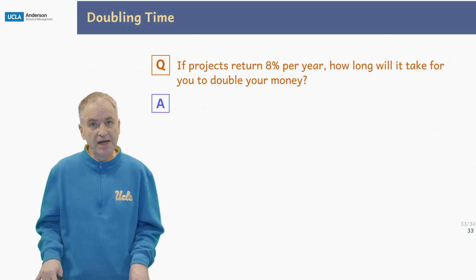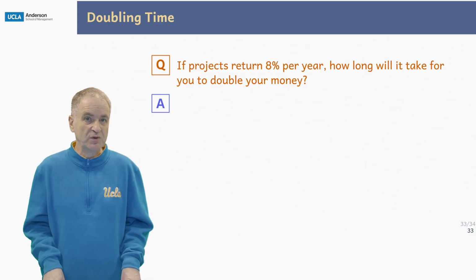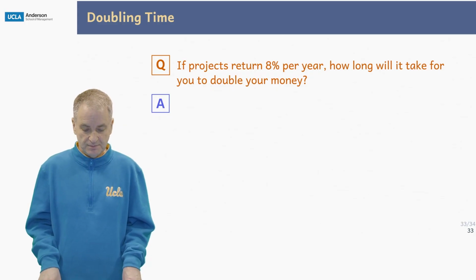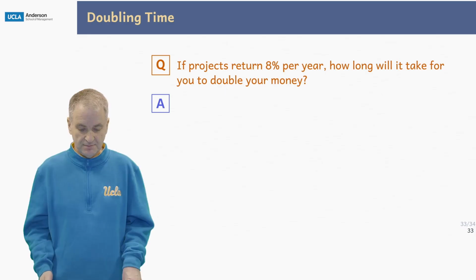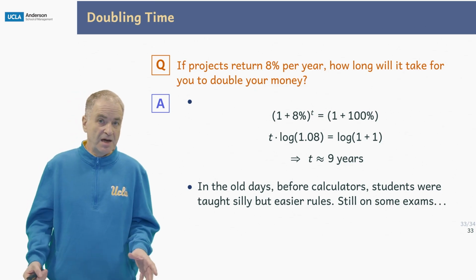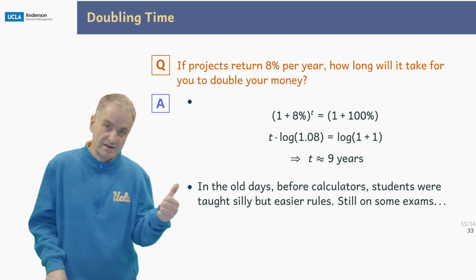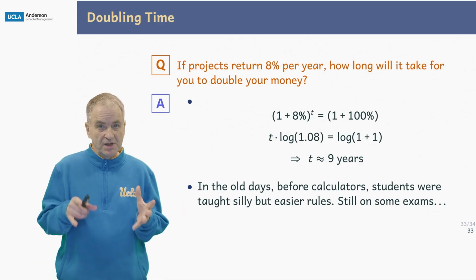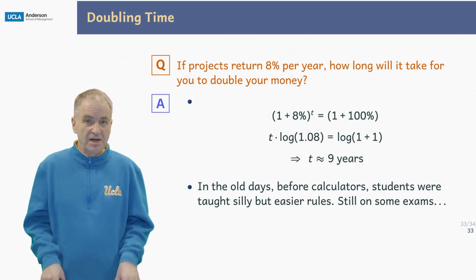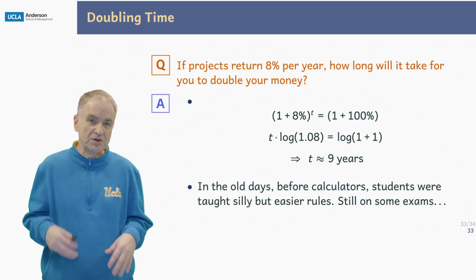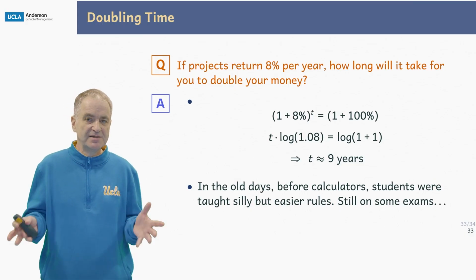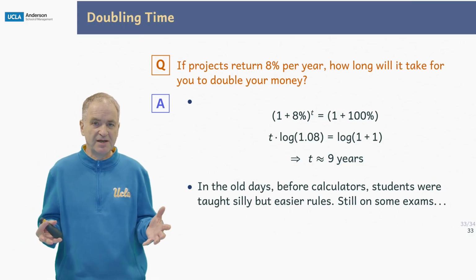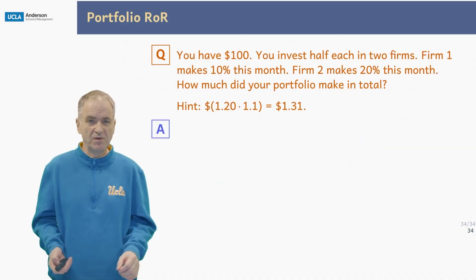If projects return 8% per year, how long will it take for you to double your money? Please pause this video now, answer the question on a piece of paper, and then continue. Now you have to use the logarithm stuff that we had in the slide just earlier. T is going to be 9 years. In the old days, before calculators, students were taught silly but quicker rules on some of these calculations. It's still on some exams, but really in today's times, this is all nonsense. Just use the logarithmic formula.